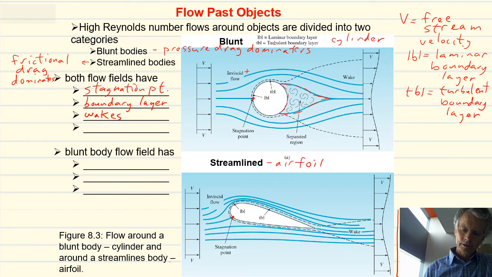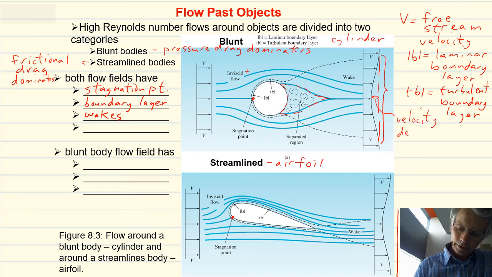Okay? Both objects produce a wake. The wake, in the case of the blunt object, is quite a bit wider, right? And so it encompasses this whole region. And then something to note here is that this reduction in velocity here, that's referred to as a velocity defect. So that's the reduction in velocity produced by the presence of the object, okay? And both objects produce this velocity defect, okay?